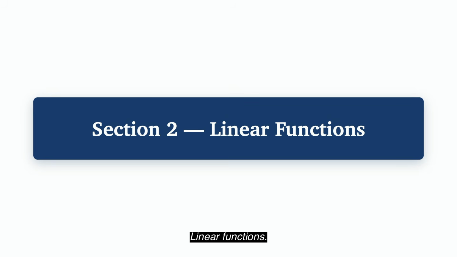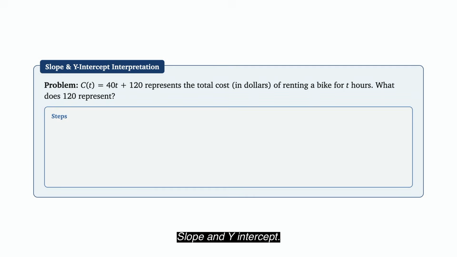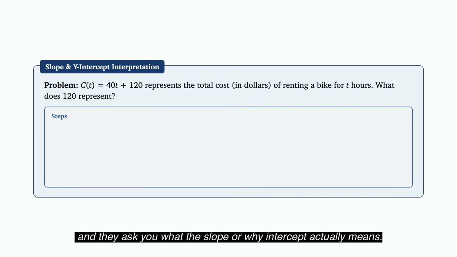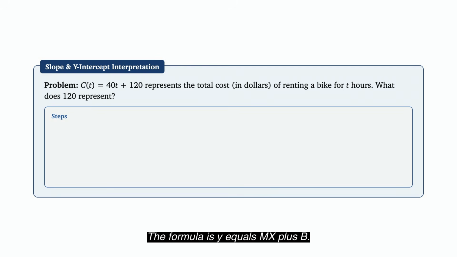Section 2. Linear functions. Slope and y-intercept interpretation. On the SAT, functions usually show up in context, a real-world situation, and they ask you what the slope or y-intercept actually means. The formula is y = mx + b. You already know that, but the SAT doesn't ask you to graph it, they ask you to explain it.